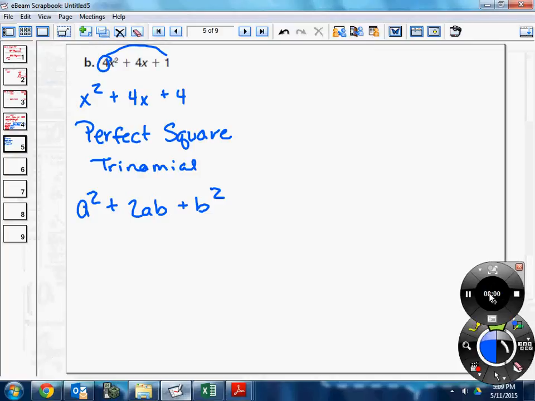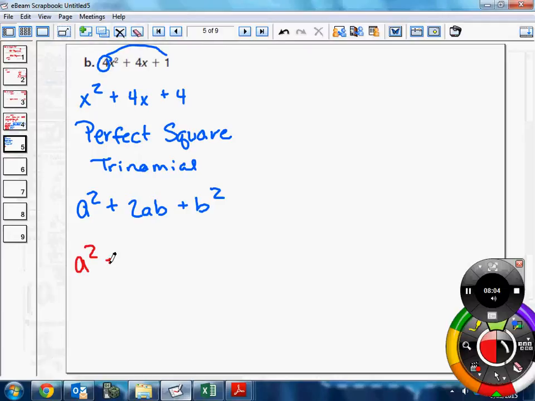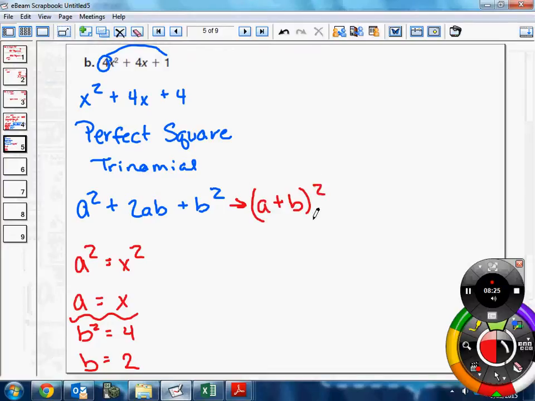Well, in this problem, my a squared is going to be x squared. So that means my a is equal to x. My b squared is equal to 4, so my b is equal to 2. This is going to factor into a plus b squared. Okay, well, a is x, b is 2, and then I would square that.